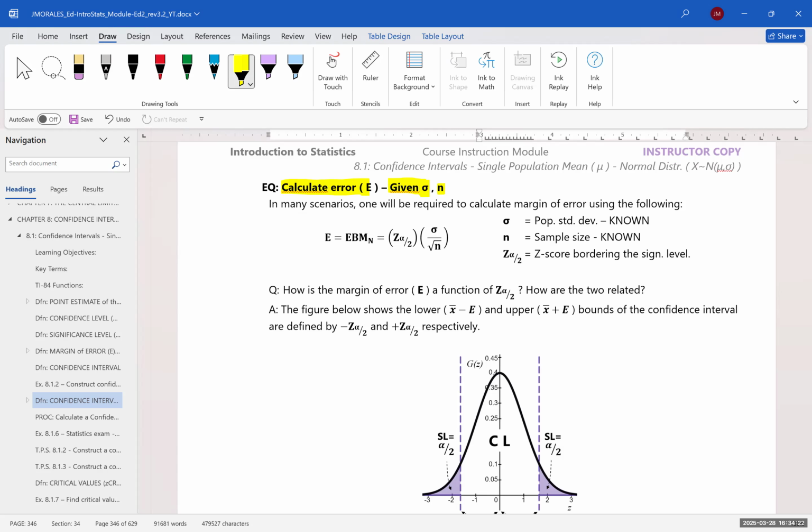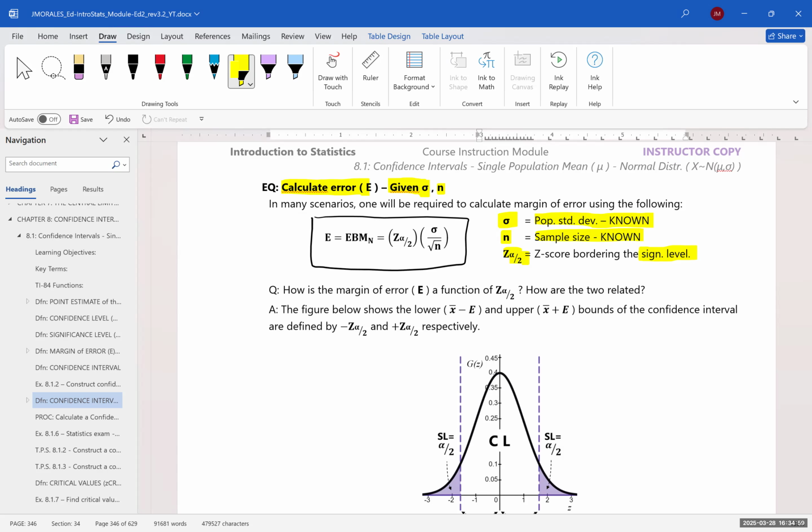So in many scenarios, one will be required to calculate the margin of error using the following equation. And what will be given to you to use this equation is you'll be given the population standard deviation and the sample size. You should also be given a confidence level or a significance level. That will let you calculate this Z alpha 2 score that you need.